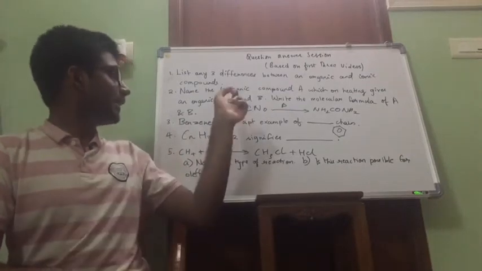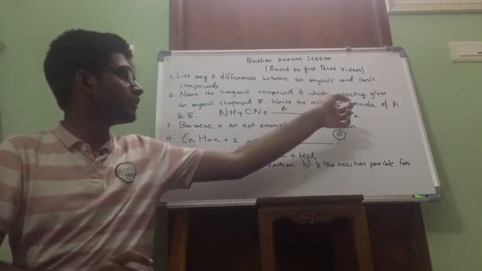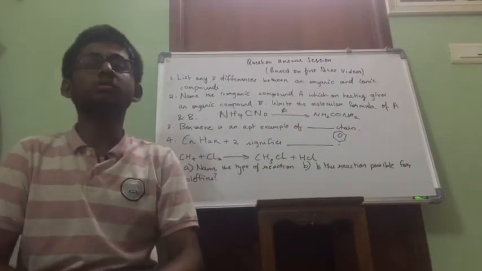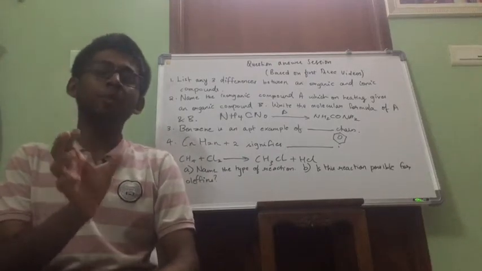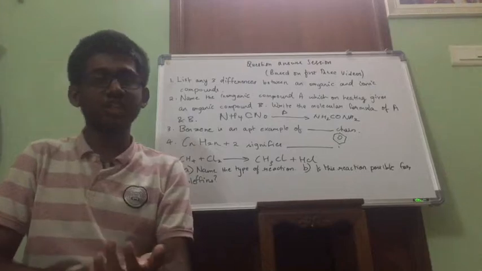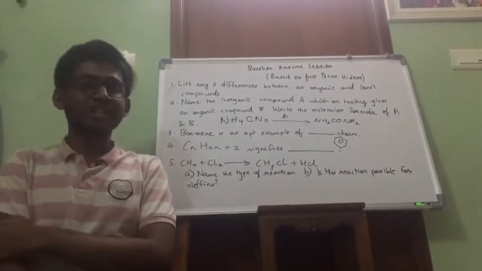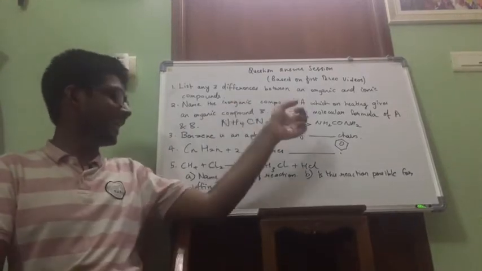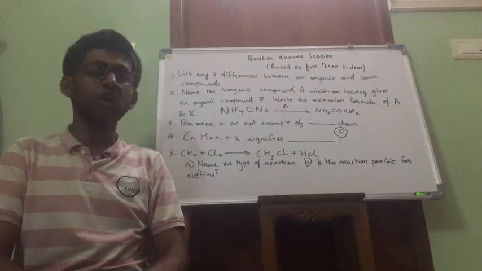This is the inorganic molecule. On heating it gives NH2CONH2, which is nothing but urea. Urea is supposed to be the organic compound, which is an exception, which has hydrogen, carbon, oxygen and nitrogen as well. So that is the reaction. If they ask the question, you're supposed to write the name of both, and apart from the name you're supposed to write the molecular formula of both.